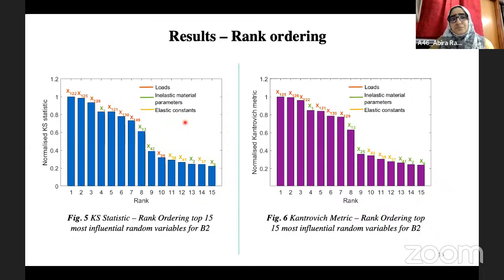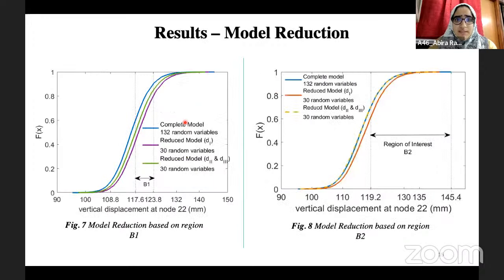And all of these random variables correspond to the beams in the bay of column removal. So figure 7 and figure 8 show the results of model reduction for two regions that were selected, B1 and B2. It was found that 30 random variables were enough for model reduction in the region of interest B2.